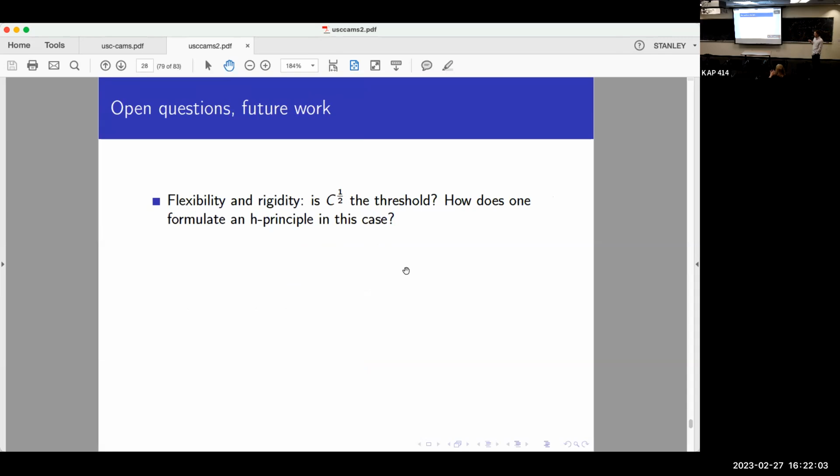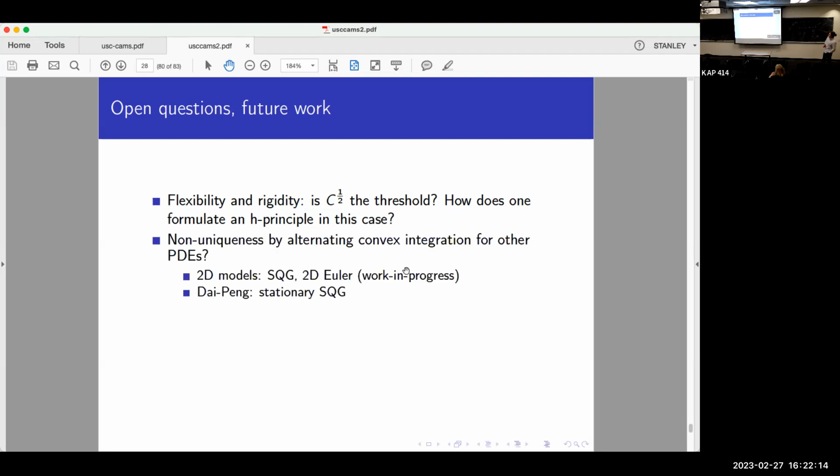So let me just finish up by mentioning some future directions. Like I mentioned earlier, the C1/2 threshold for flexibility is conjectured and still open, so it'd be very interesting to understand that. You can apply it to other PDEs. I mentioned 2D Euler. SQG is a work in progress. Very recently, just this month, some work of Mimi Dai and her student Khang appeared using similar ideas as ours to deal with stationary SQG and slightly improve the regularity available there for stationary solutions of SQG. Surface quasi-geostrophic flow, I should define my abbreviations.